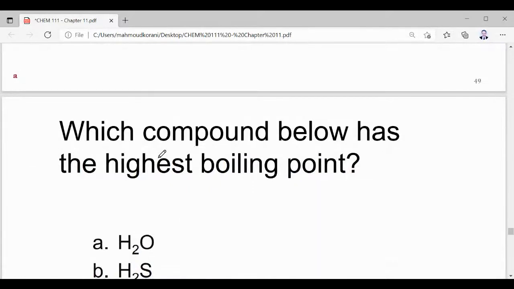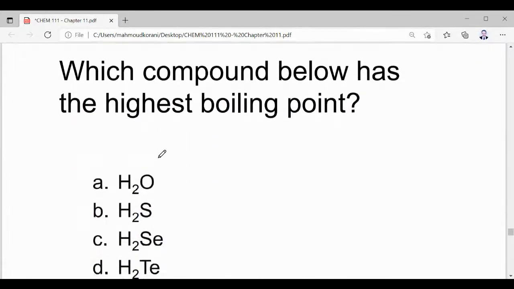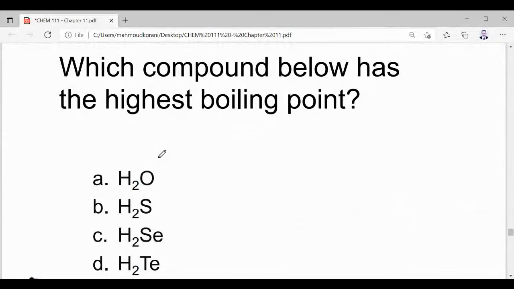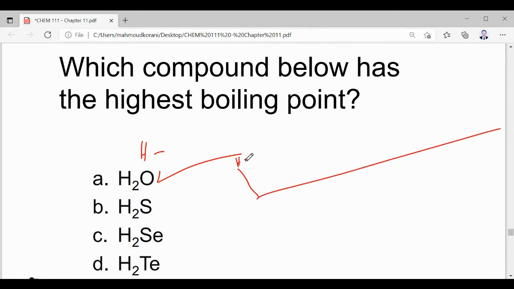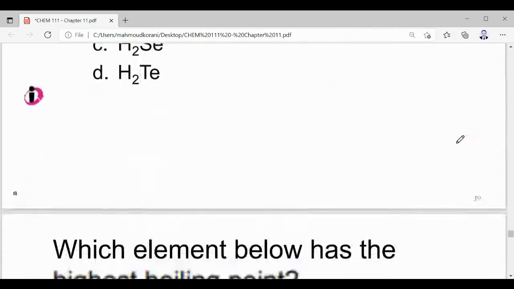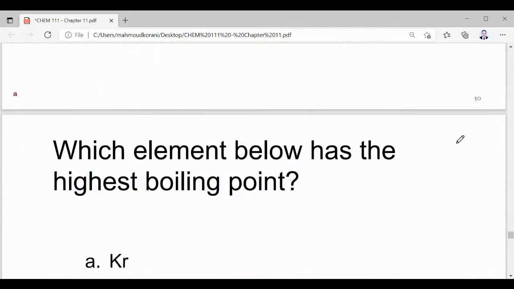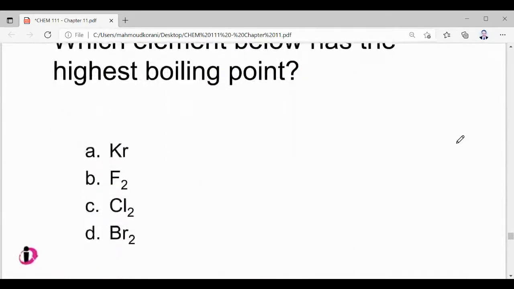Which compound below has the highest boiling point? Okay, I have already discussed with you in the beginning of this lecture. This is the highest, the greatest hydrogen bonding between those. Why? Because it can form hydrogen bonding. Do you remember the anomalous behavior, which was H2O and H2S, and there are three here?